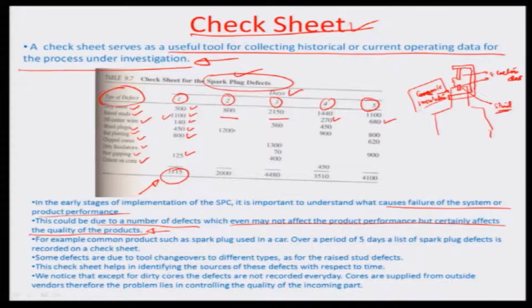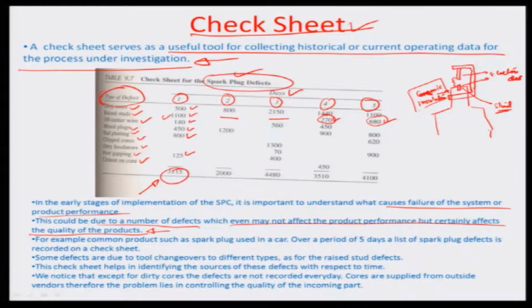may be behaving in a proper manner during day 2 and day 3, and probably there is some kind of a changeover between 3 and 4 which causes again some kind of a defect on day 4, which increases because of some deviation within the machinery on day 5. So obviously this is one of the areas where you have to do some quality improvement related to the machine, maybe some foolproofing, so that this raised stud defect does not come in the spark plug.